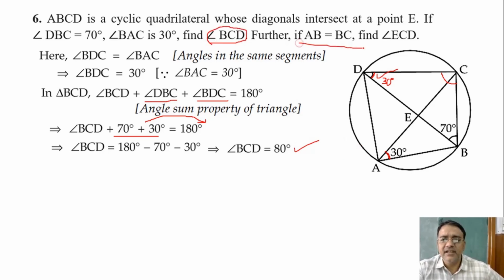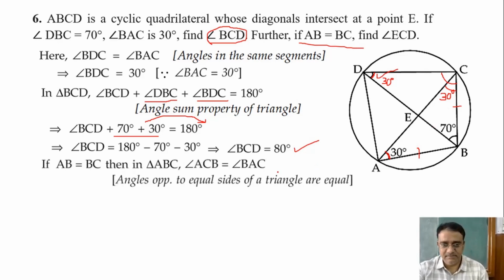Now the second one, if AB is equal to BC, look at the answer. If AB is equal to BC, that means these two angles are equal. This angle and this angle are equal, 30 degree. Why? Angles opposite to equal sides. Right, angles opposite to equal sides of a triangle are equal. So this angle we got 30 degree.